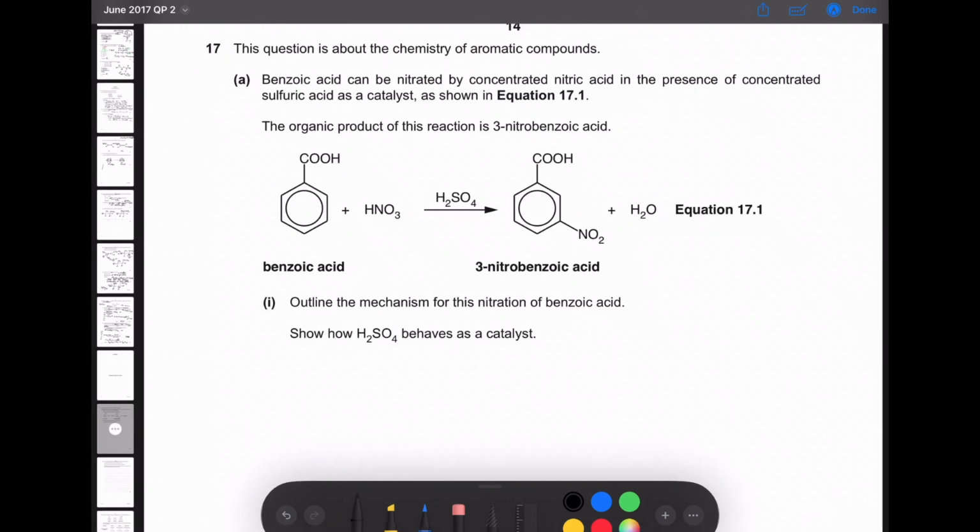This question is about the chemistry of aromatic compounds. Benzoic acid can be nitrated by concentrated nitric acid in the presence of concentrated sulfuric acid as a catalyst, as shown in equation 17.1. The organic product of this is 3-nitrobenzoic acid.